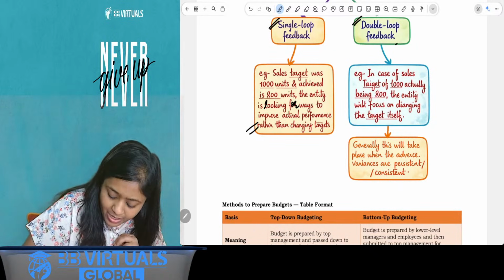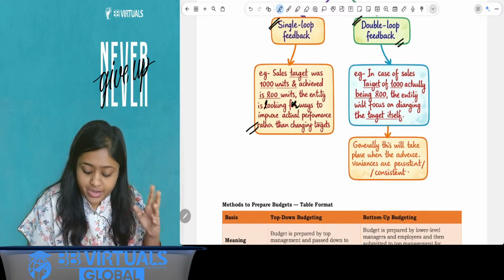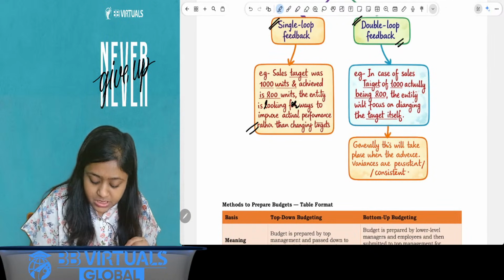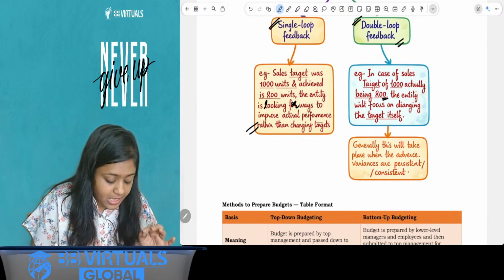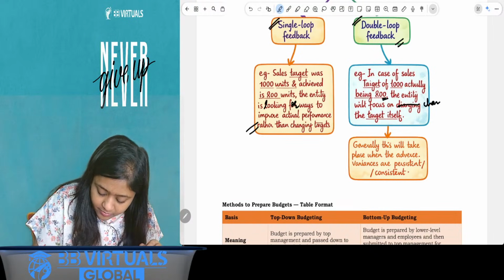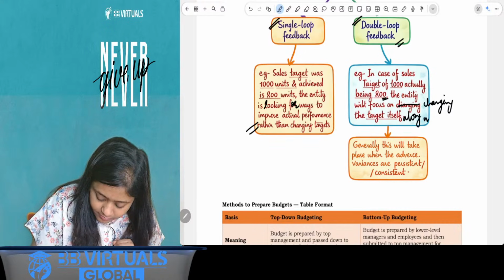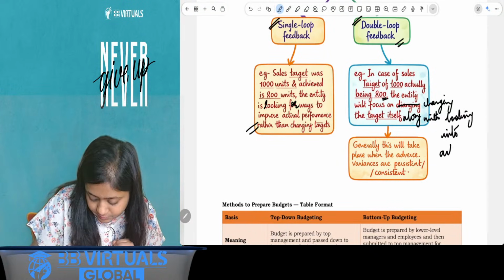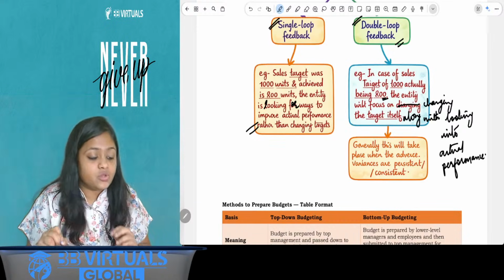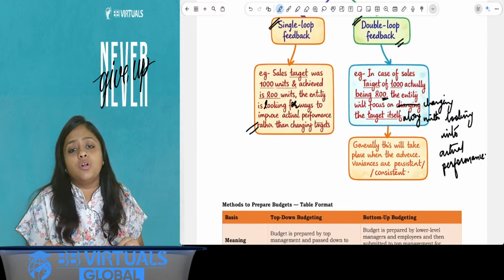Let's say double loop feedback, very easy. Double loop feedback is where you look at actual performance as well as the targets. That's all. For example, in case of a sales target of 1000 units, actual sales have been 800 units. Now the entity will focus on changing the target itself along with looking into actual performance. Okay, so in double loop feedback, not just your actual performances are monitored or controlled, but the targets are also looked into.